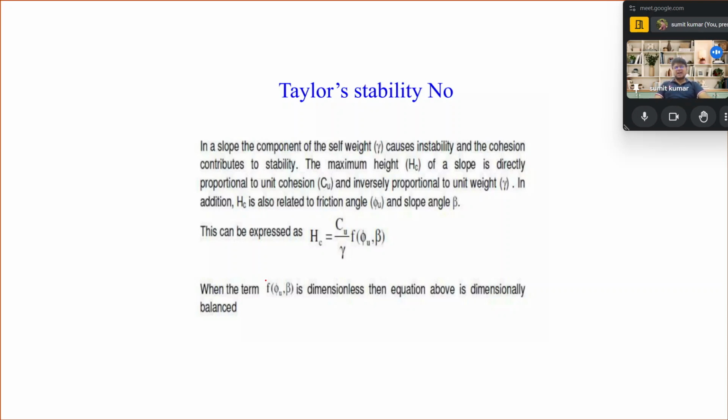So the maximum height Hc of the slope is directly proportional to the unit cohesion Cu and inversely proportional to unit weight gamma. In addition, Hc is also related to the friction angle phi u and the slope angle beta. So this can be expressed as Hc equal to Cu by gamma, multiplied by a function of phi u and beta. So when the term f(phi u, beta) is dimensionless, then the equation is dimensionally balanced.